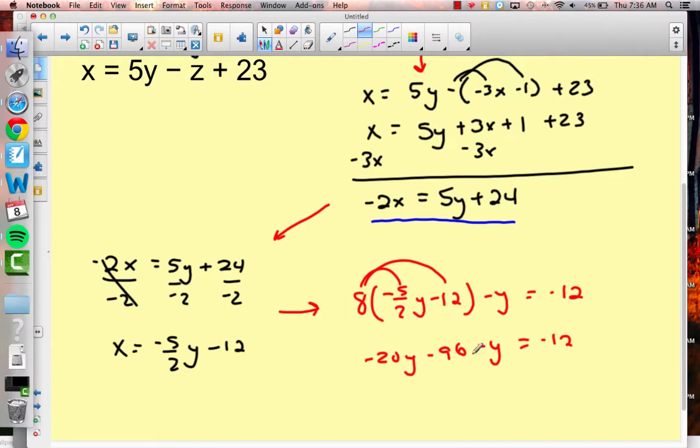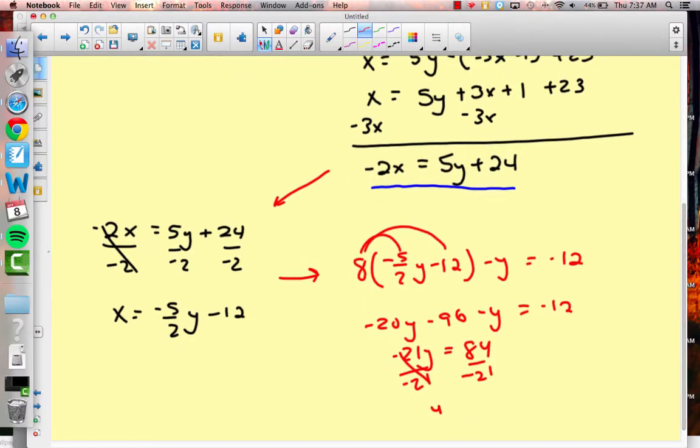So we'd have negative 20y minus y, that's negative 21y. Add 96 over, and we get positive 84. And then last but not least, we can divide by negative 21. And when we do that, we get that y is equal to negative 4. Okay, so there's our first solution. Now we're not done because we only have y, and remember our answer is an ordered triple. So now what you're going to do is just work backwards.